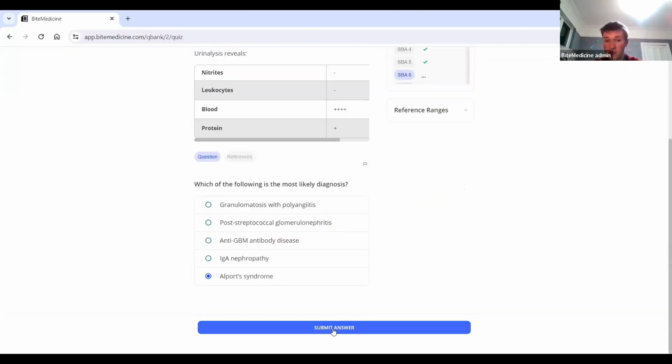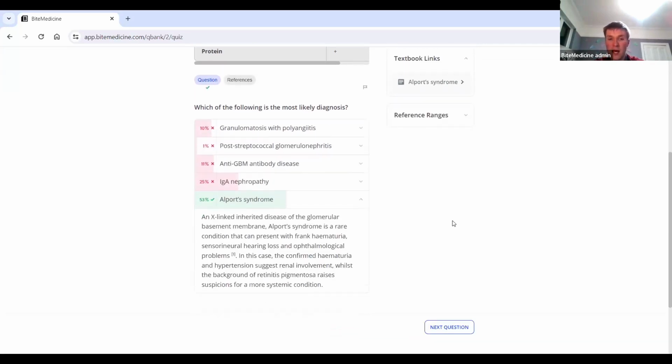So it's going for Alport syndrome, which is an X-linked condition that mainly affects boys. And essentially, you get frank hematuria, sensorineural hearing loss, and ophthalmological problems. So you get sort of lenticonus of the cornea, you get retinitis pigmentosa.